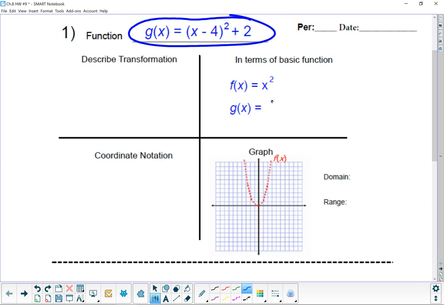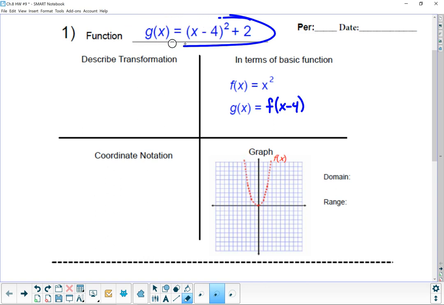So g of x is going to be f of x, but instead of x, because it's not just an x squared, it's actually x minus 4. So inside of the x, you're going to put x minus 4. And outside of it, you're going to put a plus 2, because that's not part of the x. That's part of the f of x, and that's part of the function as a whole. So outside of it, it's just going to be plus 2. If you do enough of this, you'll get the hang of it.